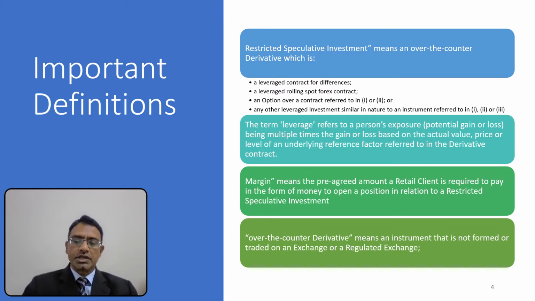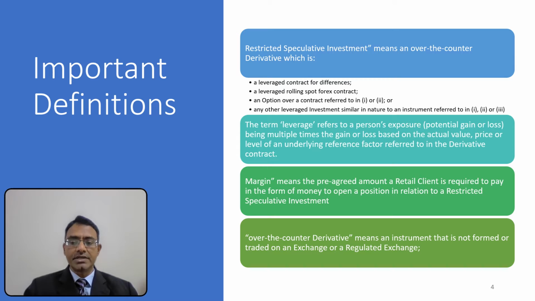Now let's look into certain important regulatory definitions which have come to ensure investor protection in this area, and how this is getting implemented. One of the definitions is the restricted speculative investment, which means an over-the-counter derivative which is a leveraged contract for differences, what we have just shared as a contract on the price difference, a leveraged rolling spot futures contract, a forex contract, an option over a contract referred to in one or two, and any other leveraged investment similar in nature to the instruments referred to in the top three.